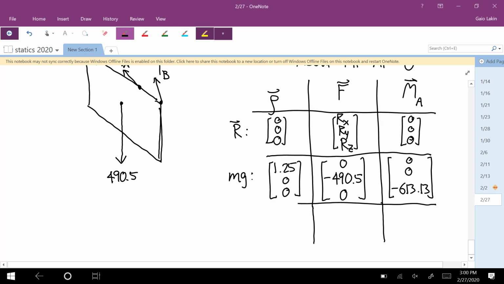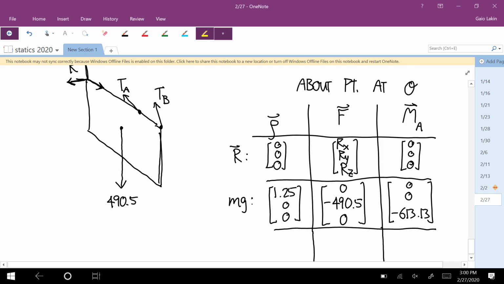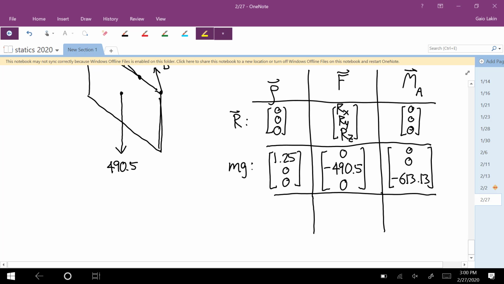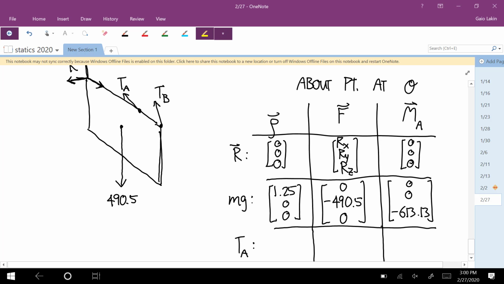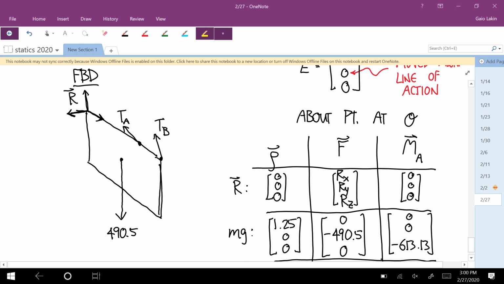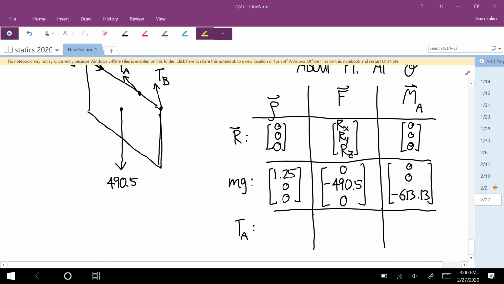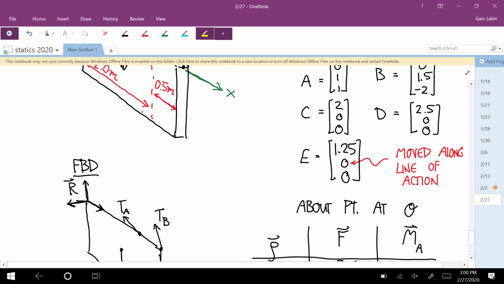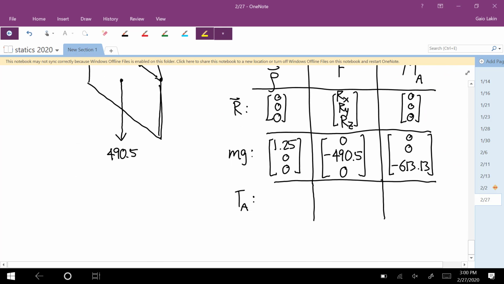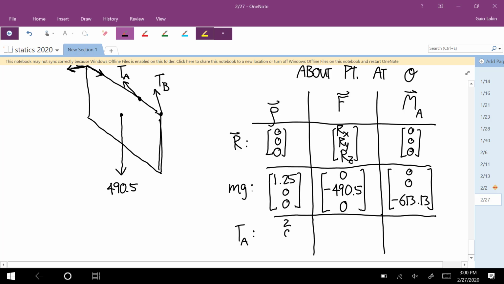Okay, so now we're getting to those two cable forces. So the first one, let's do that force TA. Well, the rho vector, again, because the about point is at the origin, is just going to be the coordinates of A. So that's 0, 1, 1. No, it's not. That's C. Yes, thank you. Okay, 2, 0, 0. And then the force vector, so how are we going to get the force vector? This is where it gets to be a pain.